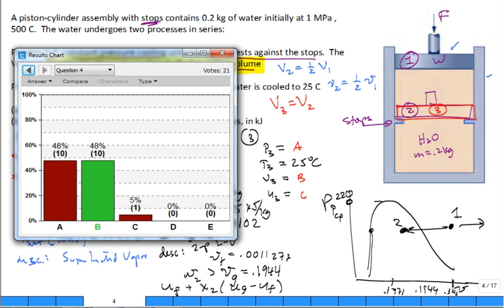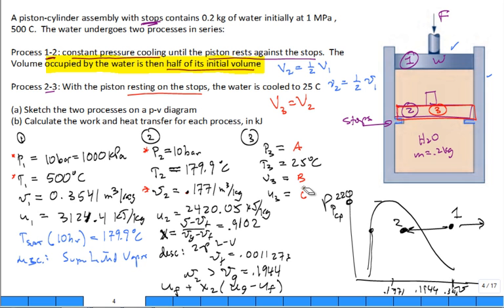Don't we know V sub 3? What is the value of V sub 3? The value of V sub 3 is 0.1771 meter cubed per kilogram. And now those two properties help us fix the state and now march around and get the other properties, true?